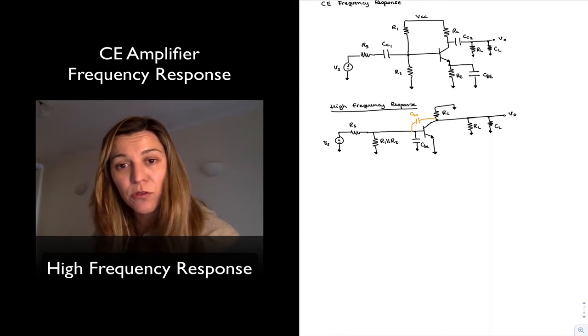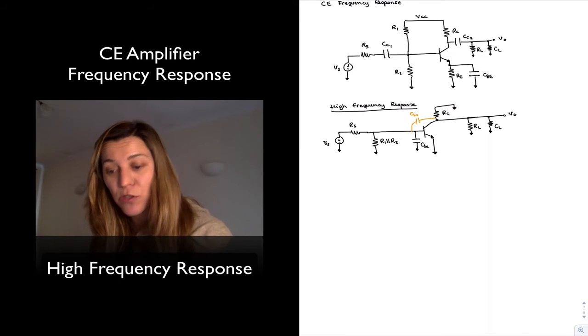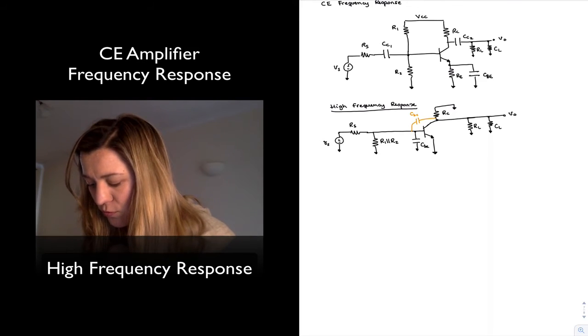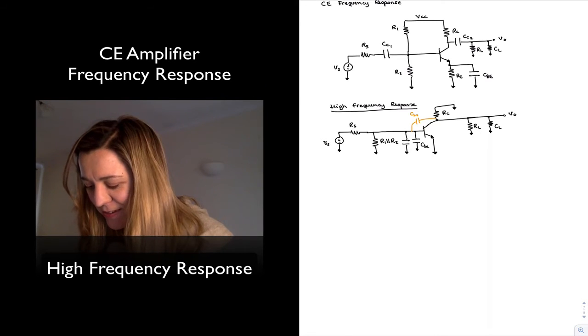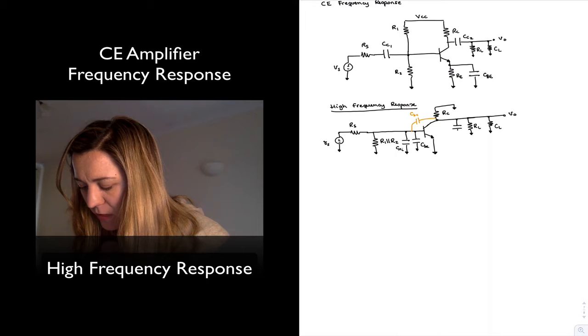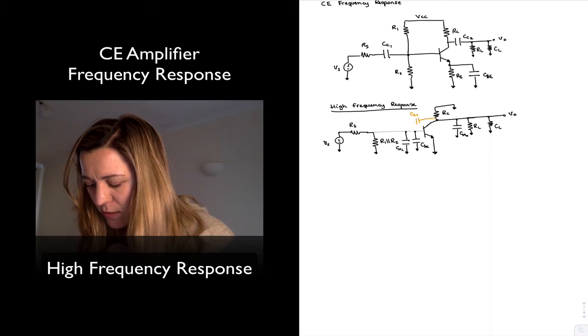The one at the input is going to be multiplied times the gain of the amplifier. The one at the output is going to have approximately the same value as CBC. So I'm going to split that. I'm going to call this one, in order not to crowd my circuit here, Miller input capacitance. And the one at the output is going to be Miller output capacitance, CM output. So I'm going to delete this one since I've replaced it.